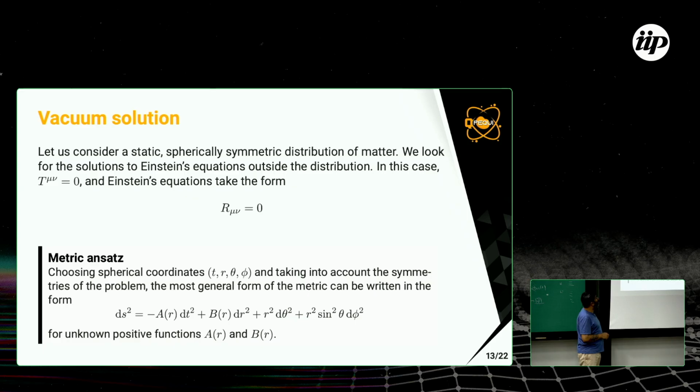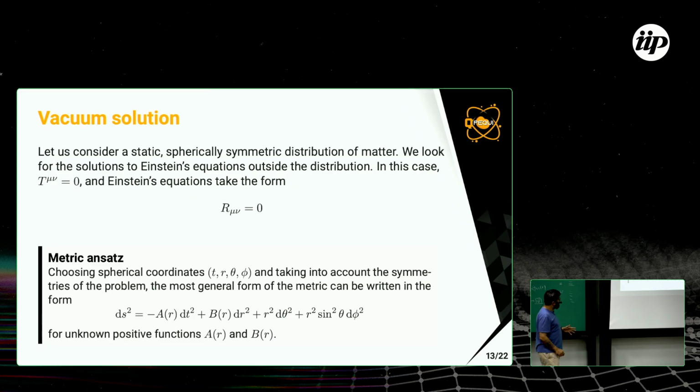So, since we are in vacuum, we are solving Einstein's equation outside the matter distribution. So in vacuum, Einstein's equation just reduces like this. Okay, this is Einstein's equation. So how do we solve this equation? In this case, it's easy because it's a highly symmetric situation.